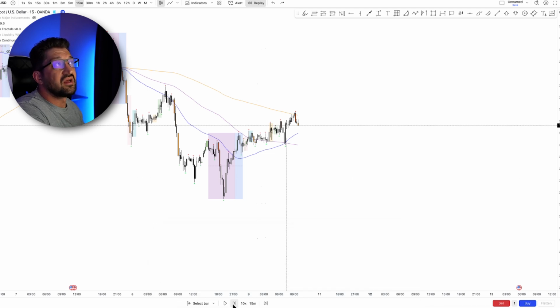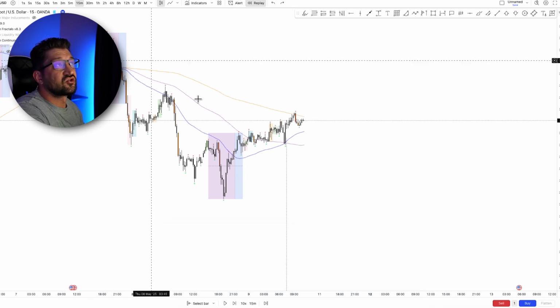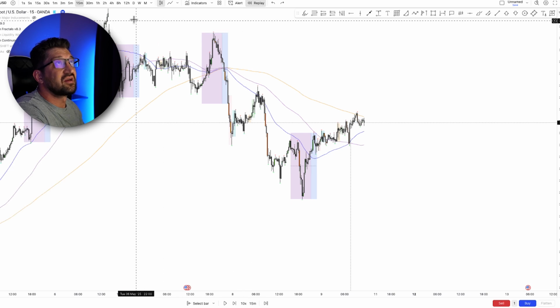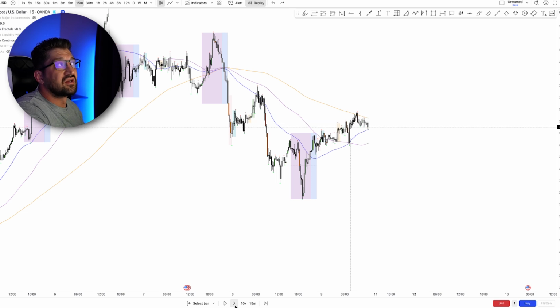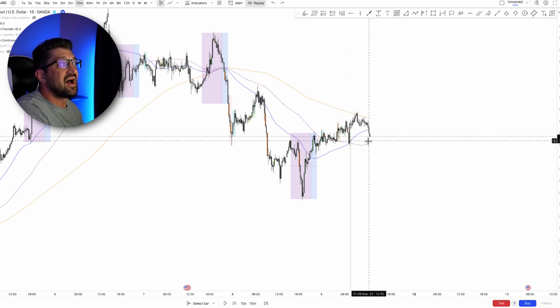So for me, what do we have? We have a trending market. We're not consolidating. We're making lower lows consistently. That to me is a trending bearish market. And you can kind of see prices breaking down. So we ended up shorting this.